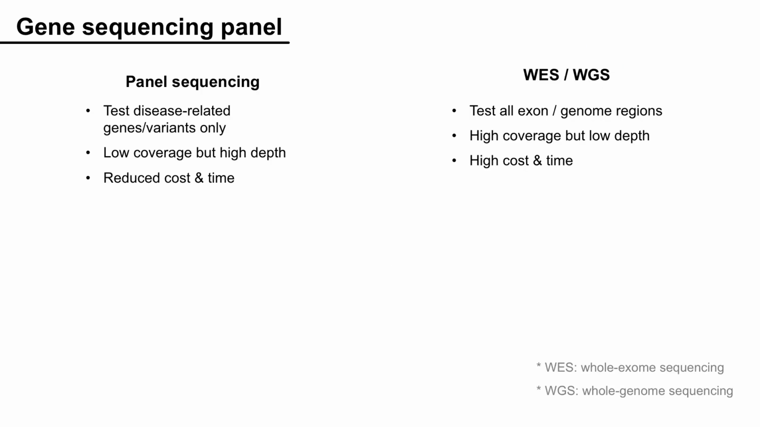What is different between gene sequencing panel and whole exome and genome sequencing? The panel can test only the genes related to the disease. The number of genes is limited but the depth is high. Also, this is cost-effective and fast. On the other hand, whole exome and genome sequencing can test all the exon and genome regions. These methods can cover a lot of regions with low depth. They can be expensive and slow.